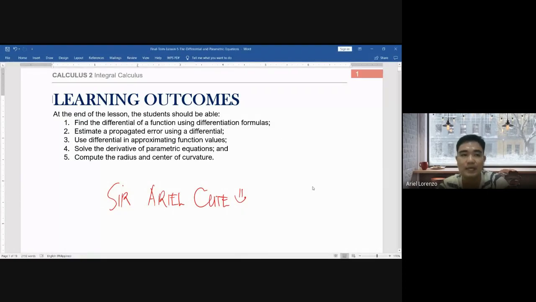So our topic is on the differential. We have the differential of a function using the differentiation formulas. And we will be discussing the applications of differential, which is the estimation of propagated error, and the use of differential in approximating function values. What do we mean by this? For example, the square root of a certain value. And then solve the derivative of a parametric equation, and then we'll see if we can still reach the radius and center of curvature after our lecture today.